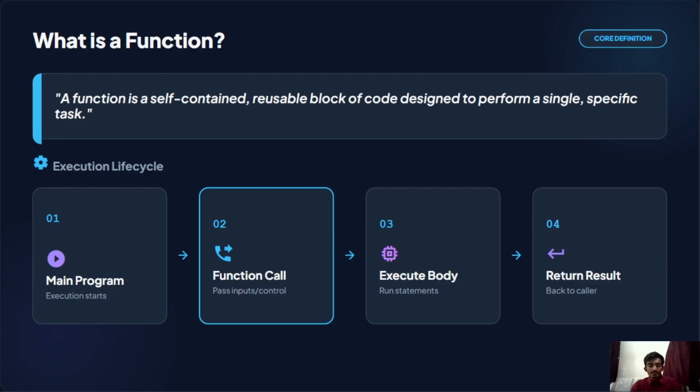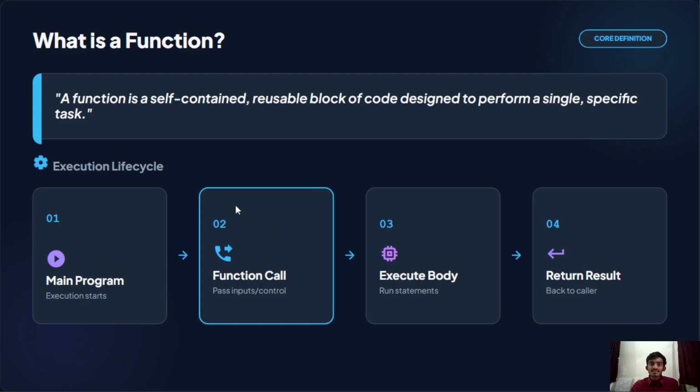Let's look at the execution lifecycle shown on the slide. Everything begins with the main program. At some point, the main program needs a particular task to be completed, so it calls a function. Control is transferred to that function. Python executes all the statements inside the function. Once the task is finished, the function returns back to the main program, and the execution of the program continues. You will see this process happening live when we start writing functions later in this video.